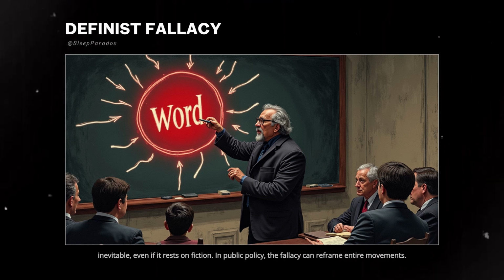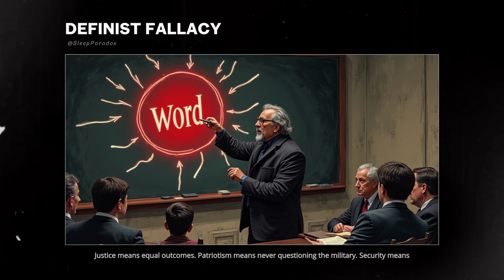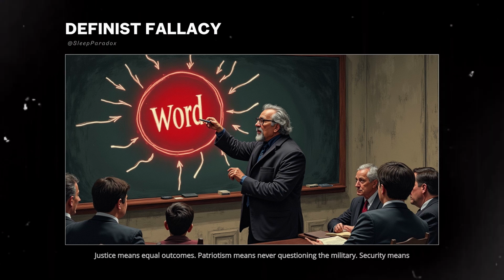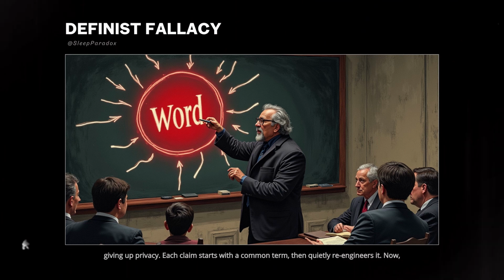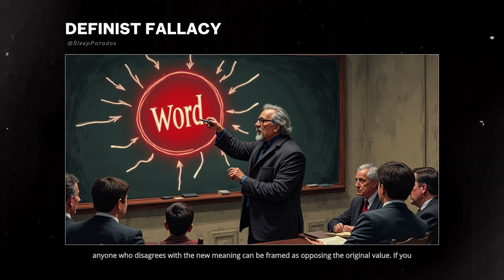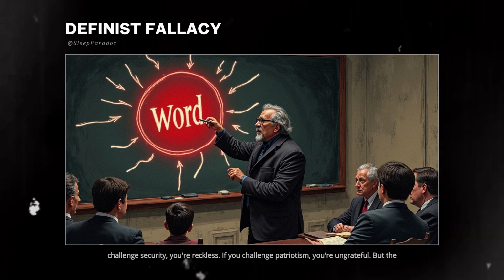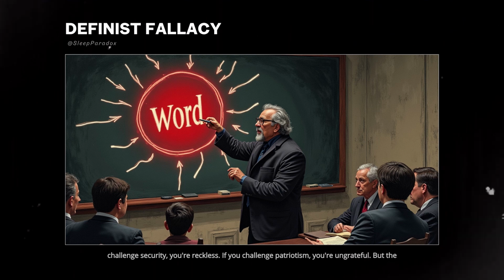In public policy, the fallacy can reframe entire movements. Justice means equal outcomes. Patriotism means never questioning the military. Security means giving up privacy. Each claim starts with a common term, then quietly re-engineers it. Now, anyone who disagrees with the new meaning can be framed as opposing the original value. If you challenge security, you're reckless. If you challenge patriotism, you're ungrateful. But the argument was never about values. It was about control over how they're defined.